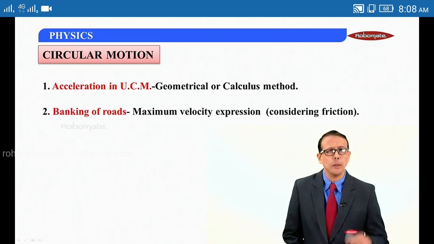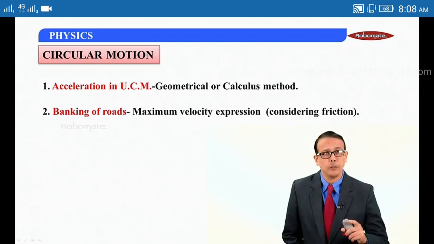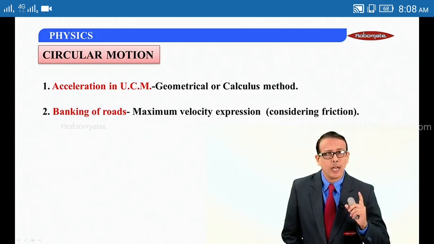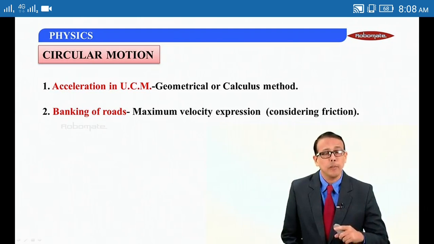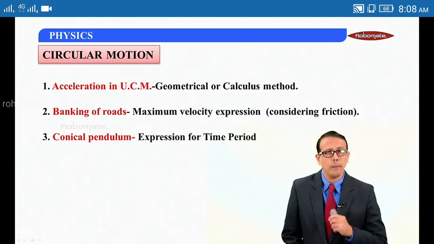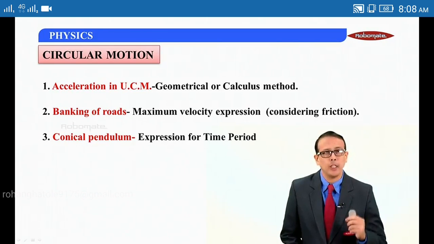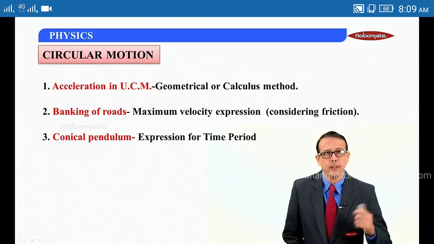The next important question, students, is banking of roads, the expression for maximum velocity along a curved banked road considering friction. Again in this question, the diagram is absolutely necessary, showing the resolution of normal reaction and friction, equating the forces and thereby deriving the expression. Next question is the conical pendulum, expression for time period. Again students, the diagram is absolutely necessary, showing the resolution of tension and equating the forces along the vertical and horizontal direction, and thereby deriving the expression for time period.